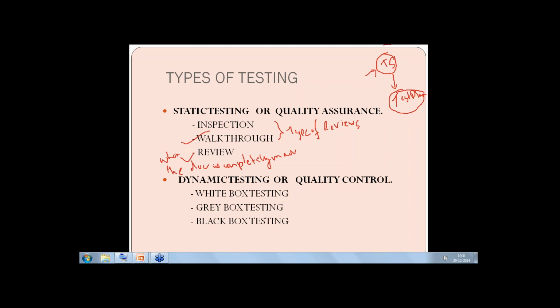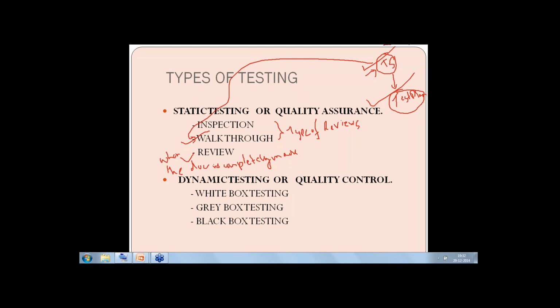So when the doc is completely made, then you go for the review process. For example, you have completely written the test strategy document, then you go for a review process. When you have completely made the test plan document, then you go for the review process. But let's say during the process of writing the test strategy document, you want to see what is the reaction of the team. So during the making of the test strategy document or the test plan document, if you want to see the reaction of the team, then you go for a walkthrough.